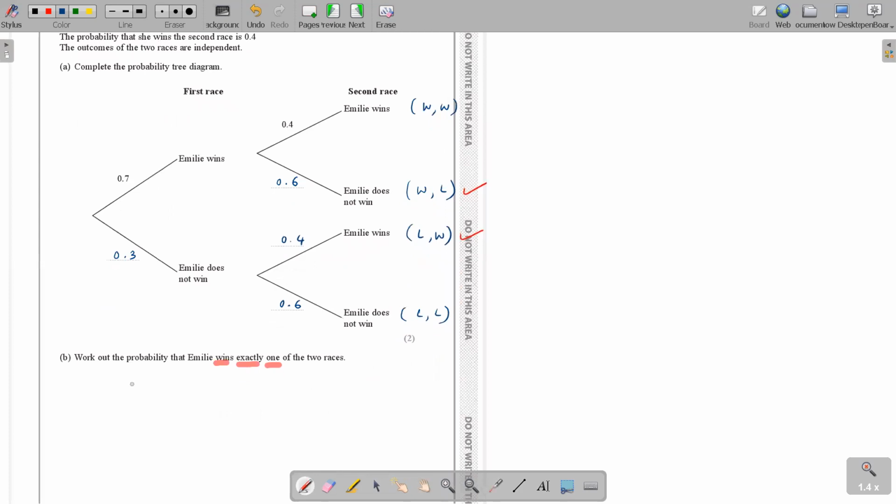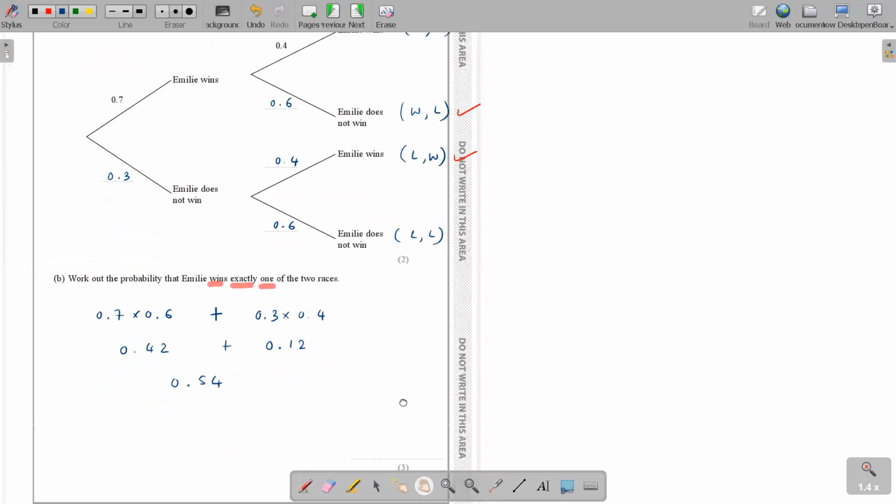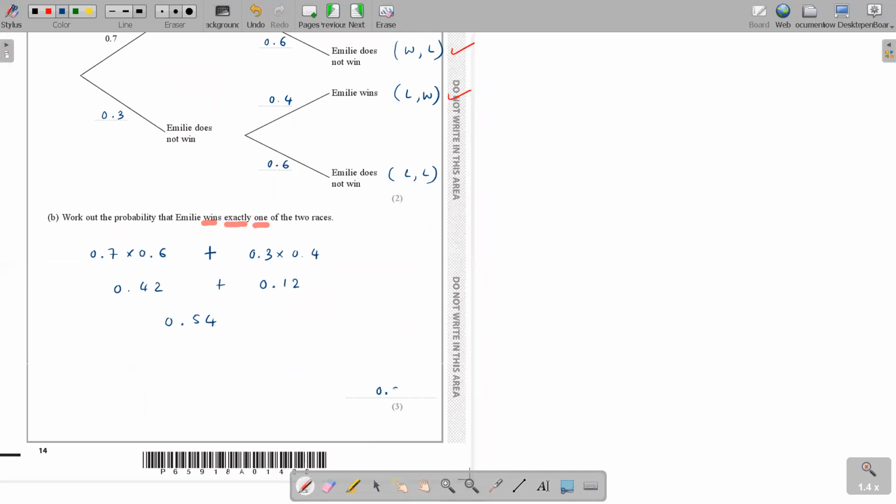So you get here 0.7 multiplied by 0.6, plus you go to the next branch, 0.3 multiplied by 0.4. Different branches you must add your probability. So 0.7 into 0.6 is 0.42, and 0.3 into 0.4 is 0.12. So I end up getting 0.54. 0.54 is the probability that you win exactly one of the two races. Okay, so then let's move on to part C.